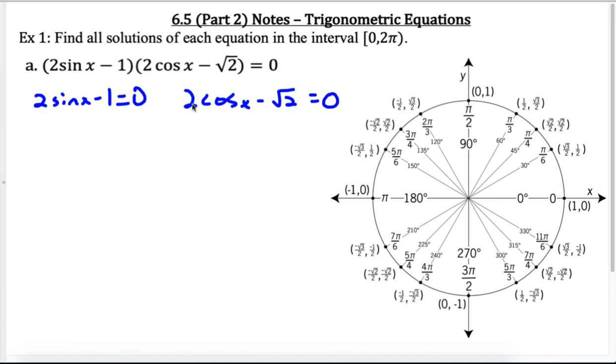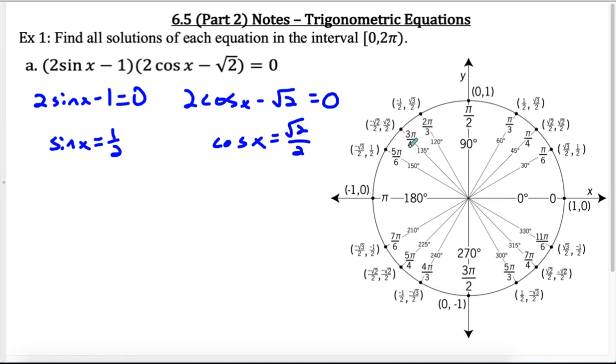Then we'll just solve each of these equations separately, like we did in the last video. So I would add 1 and then divide by 2 here and get sine of x equals 1/2. Here I would add the square root of 2 and divide by 2 and get cosine of x equals square root of 2 over 2.